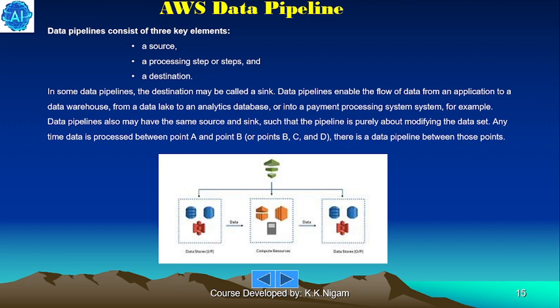For example, data pipelines also may have the same source and sink, such that the pipeline is purely about modifying the data set. Any time data is processed between point A and point B, or points B, C, and D, there is a data pipeline between those points.